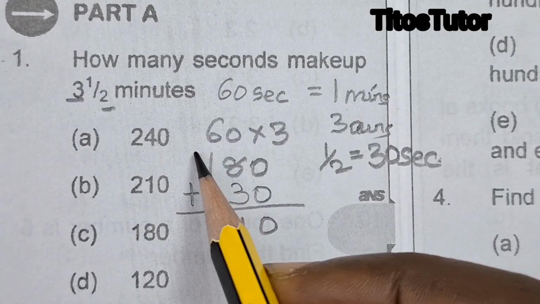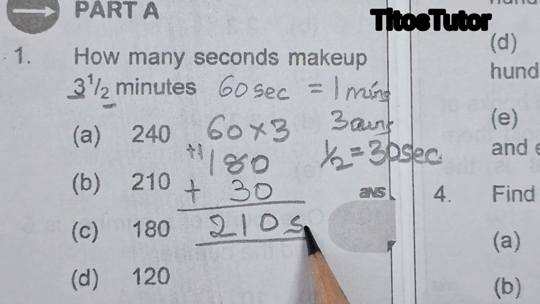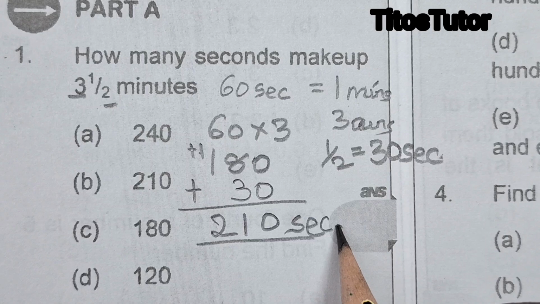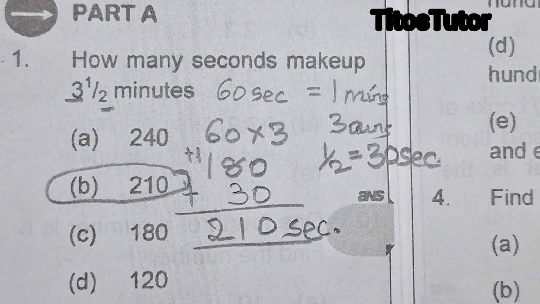0 plus 0 is 0. 8 plus 3 is 11. I put a plus 1 here. 1 plus 1 is 2. So I have 210 seconds, and my answer is B. I'm done.